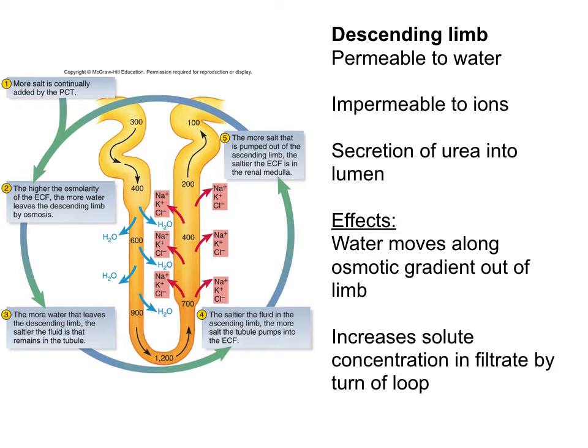Now, you also have to imagine what's happening to the tubular fluid as it is moving down that descending limb. As the water is continuously pulled out of that descending limb, you are increasing the solute concentration of that tubular fluid. By the time you get to the turn in the loop, your tubular fluid is now very low in water, very high in solute. Okay? Very, very low in water, very high in solute, meaning it's got really high ion concentrations.